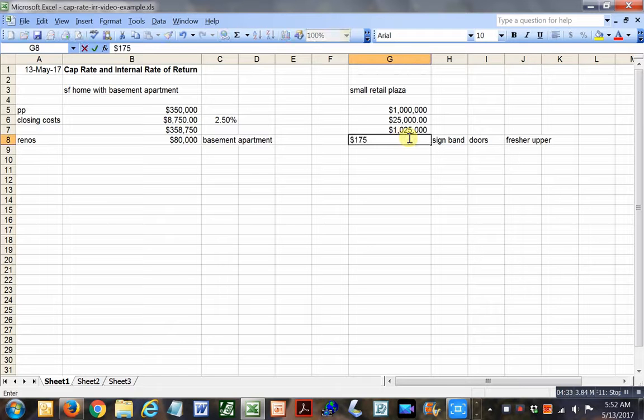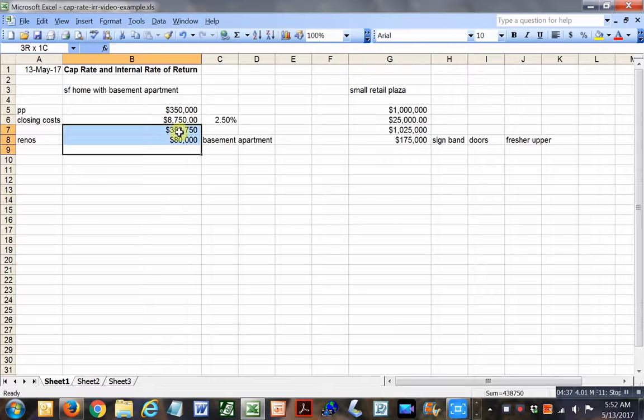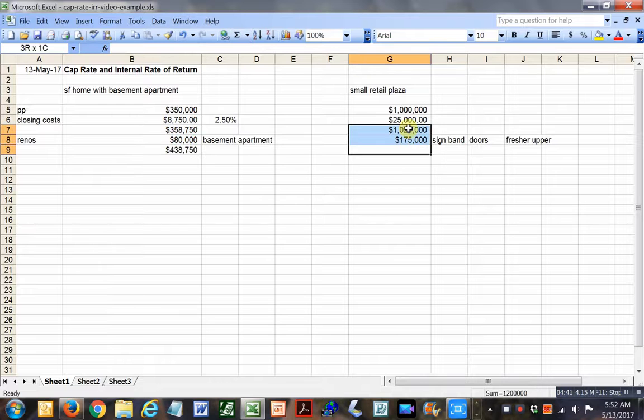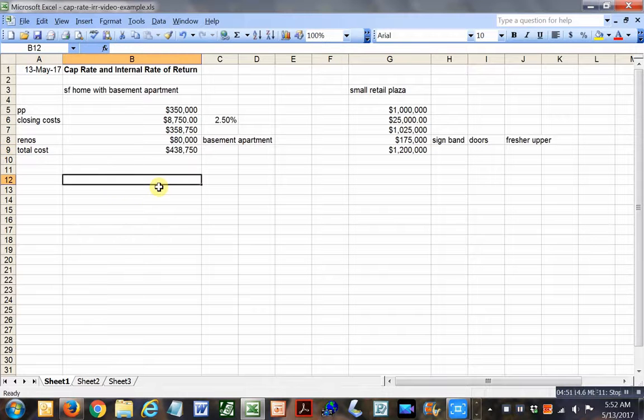All right, so your total cost for this house, which now has a basement apartment, and this plaza, once you've tidied it up a little bit, is about $1.2 million, and the house is there. So that's your total cost. Hope everybody's following along so far. It's pretty easy, right? Okay, so what is your mortgage looking like?